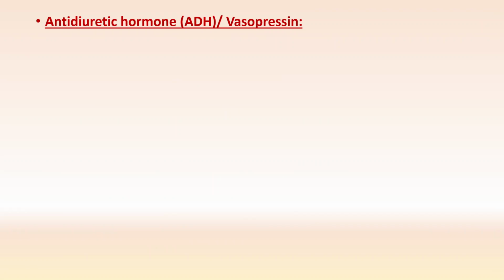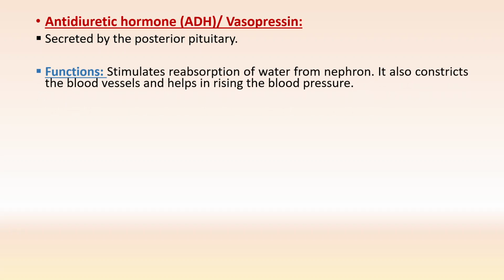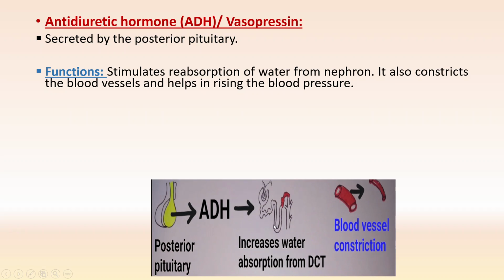Now, antidiuretic hormone is produced from the posterior pituitary. It has two main functions. First of all, it stimulates the reabsorption of excess water from the urine in the descending part of the nephron. That is why we don't excrete excessively dilute urine. We always excrete concentrated urine. That is why it is known as antidiuretic hormone.